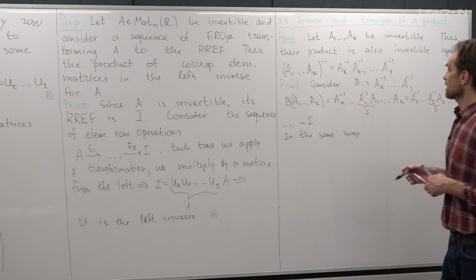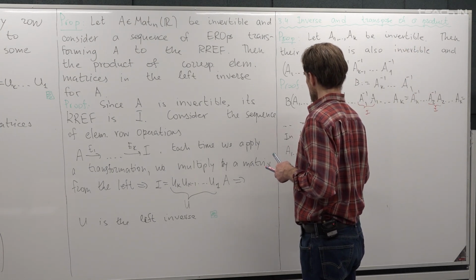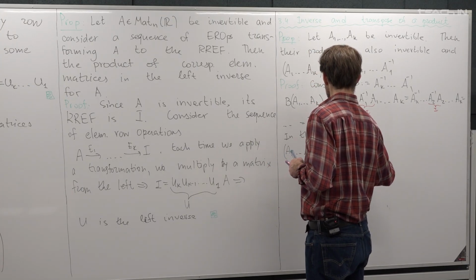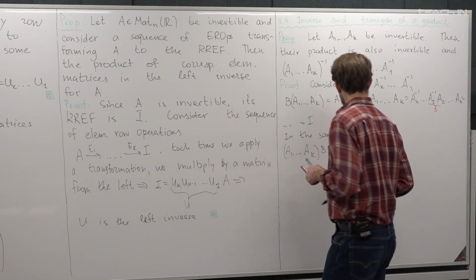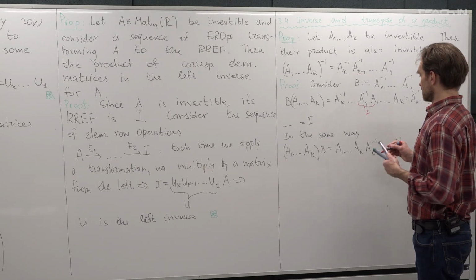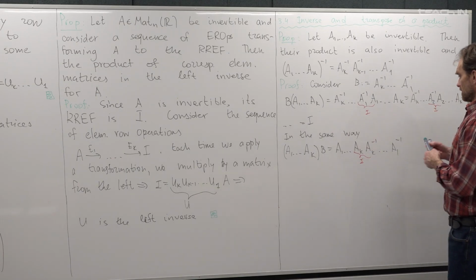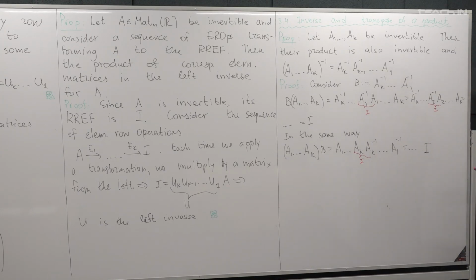So in the same way, we consider the product in the reverse order. So A1 multiplied by AK multiplied by B gives the product A1, etc., AK by AK to the minus 1, etc., A1 to the minus 1. So this matrix gives the identity, and so on. So in the same way we get the identity. That's why this product is the inverse.